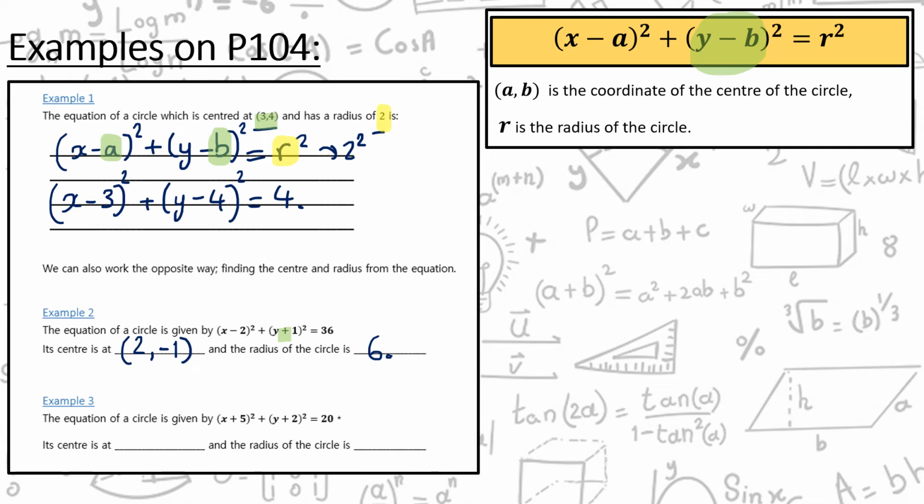Finally, the last example has got 2 positive values in here, which implies that the center for both x and y values is going to be negative. The radius in this case is not a perfect square, but that's absolutely fine. We can still square root this number. We can just leave it as root 20. If you have used surd rules to simplify it, that's okay as well. You might have called it 2 root 5, and that's great if you have.